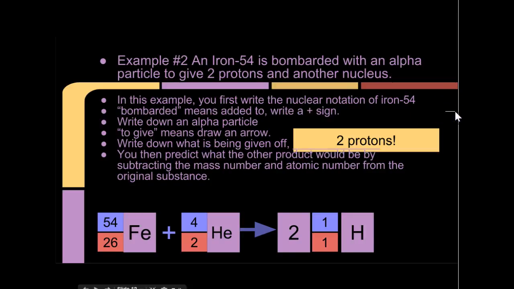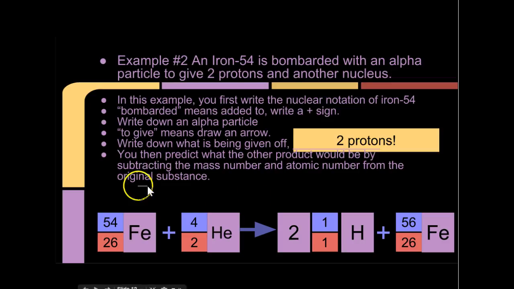At this point, it's just like a problem like before. You have to predict what else you're making. On the left side of the arrow, we have 58. On the right side of the arrow, currently, we have 2 times 1. So we want 56. On the left side of the arrow, we have 28, and on the right side of the arrow we have 2 times 1. So we need 26. That is still iron. Notice we have iron here and we have iron here. The difference is they're different isotopes of each other. This is isotope 54, this is isotope 56.